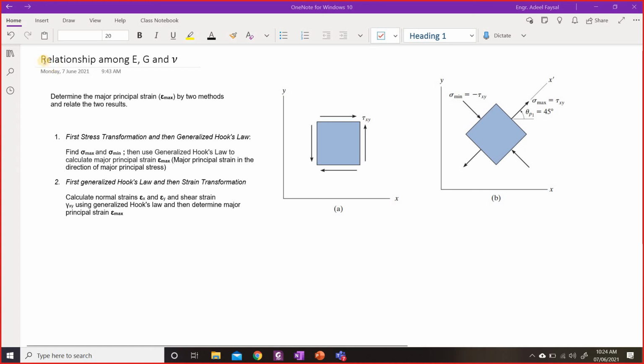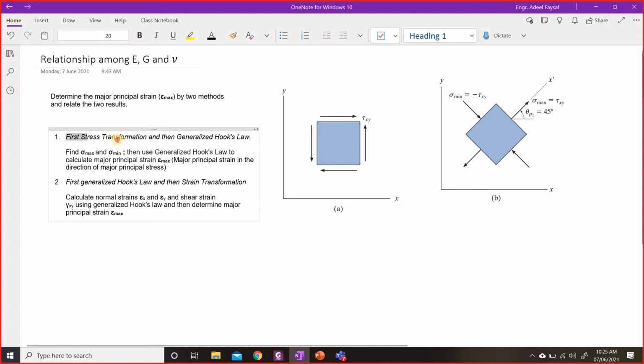Okay, so today we're going to derive the relationship between E, the modulus of elasticity, G, the modulus of rigidity or shear modulus, and mu, the Poisson ratio. The approach is based on considering an element subjected to pure shear stress, tau xy, and finding epsilon max in two different ways. We will see which two ways, and then relate the two results.